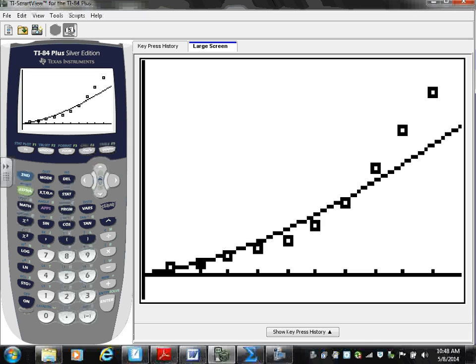So that's how you want to determine which one's best. It's by the R squared value. So we'll take a look at that in class tomorrow, particularly for those who don't have it on their calculators quite yet with that R squared value.